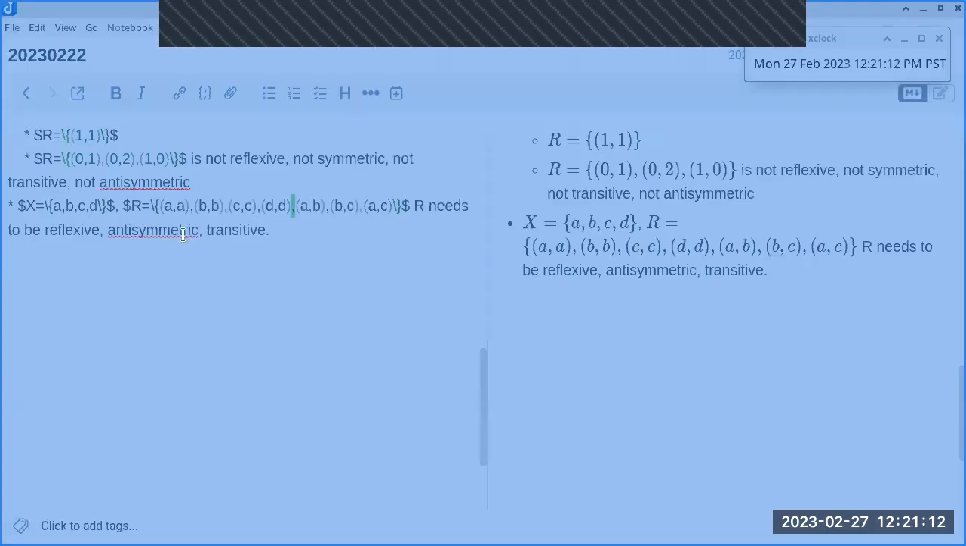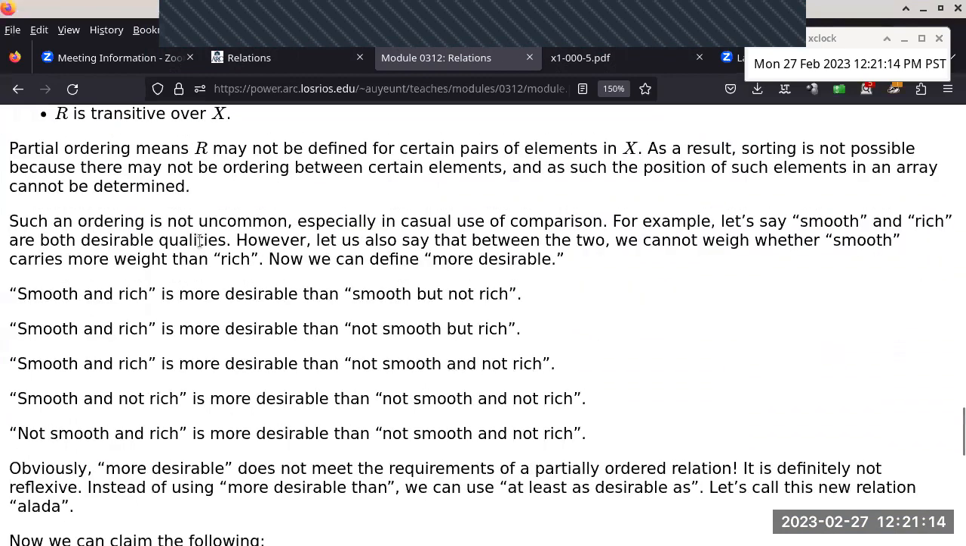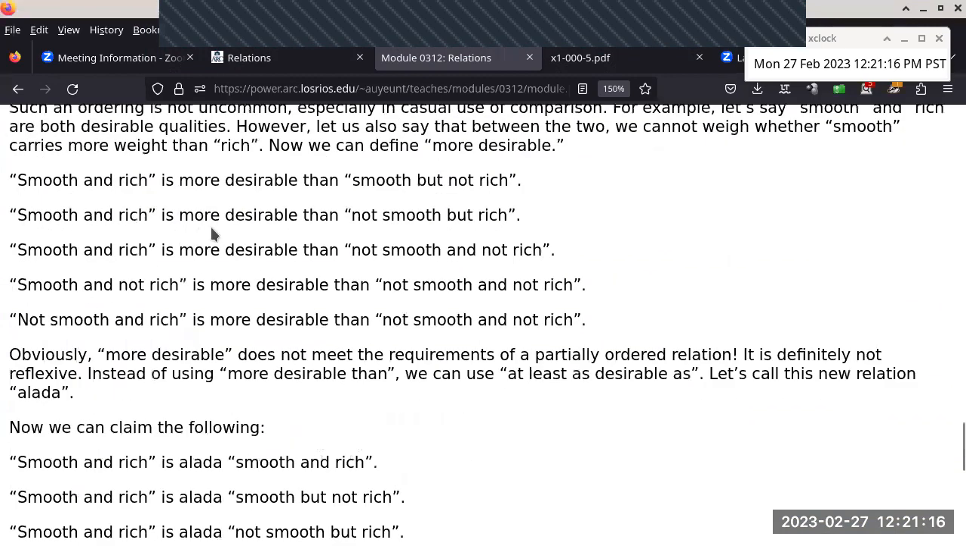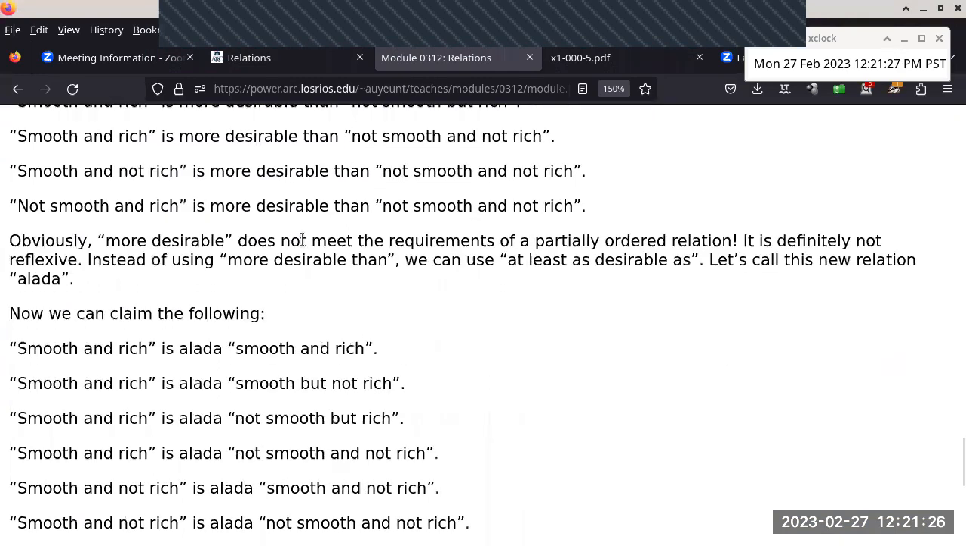So we now have to go back to here. And then the beer commercial was actually utilized here to talk about being smooth and rich, both being only one or the other, and then being none. And we find out that there's no relation between smooth and not rich, and not smooth but rich. So those two do not relate.